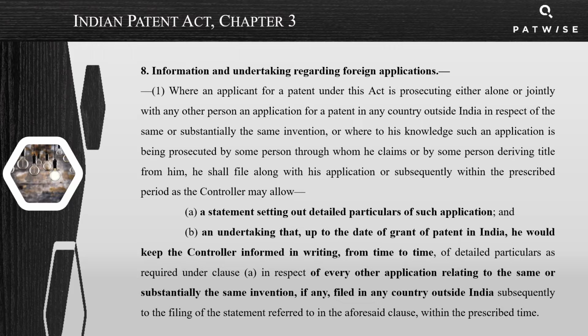There are two important details that have to be furnished along with this. One, a statement setting out all the details of the foreign application, which means if the applicant has filed any foreign application, the application number, the title of the invention, the country in which it was filed, and the date on which it was filed in each of the countries has to be detailed. Further, the applicant or the inventor also should give an undertaking to the Controller of India that the applicant will keep the controller informed about the status of each of these foreign applications from time to time until the grant of the Indian patent.